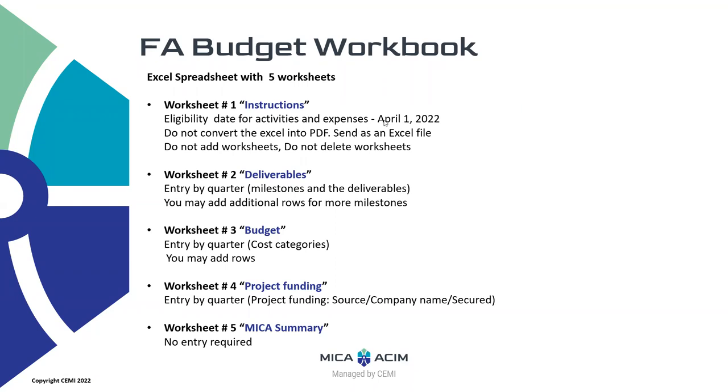So don't convert this Excel into a PDF. Send it as an Excel file, please. Don't add worksheets or delete worksheets because everything should be in there. If you have a problem with the file, just contact me. There is a deliverable sheet. You'll see it's entered by quarter, milestones and deliverables and costs. And you can add rows if you want to add more milestones.